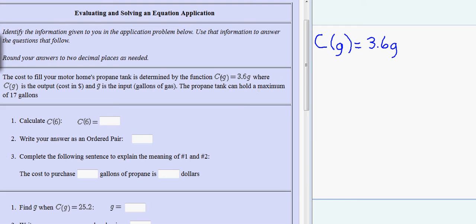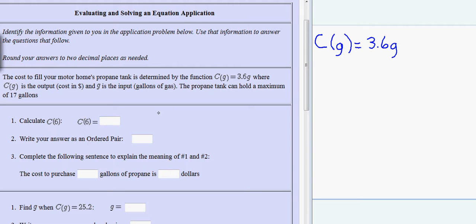In this problem, we're given an equation, C of G. G is in the parentheses, so it's the input, and it represents the gallons of propane that I put in my motorhome's propane tank. The output notation, C of G, is the cost in dollars of doing that.